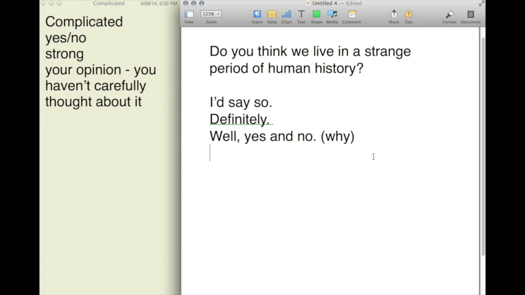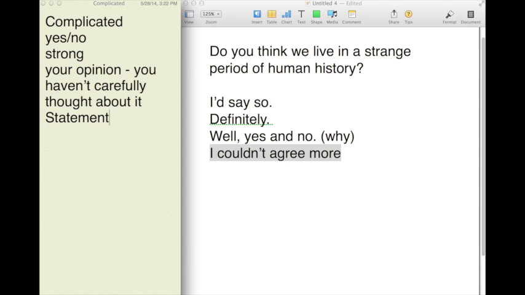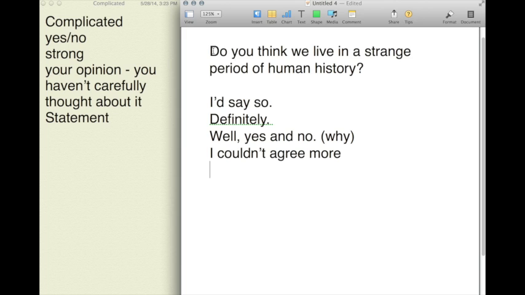Now, sometimes if we really agree with something, people will say, I couldn't agree more. Well, this is okay, but only if somebody makes a statement. It doesn't work in this situation. Do you think we live in a strange period of human history? Yes, definitely. Well, yes and no. I couldn't agree more. This one doesn't work.